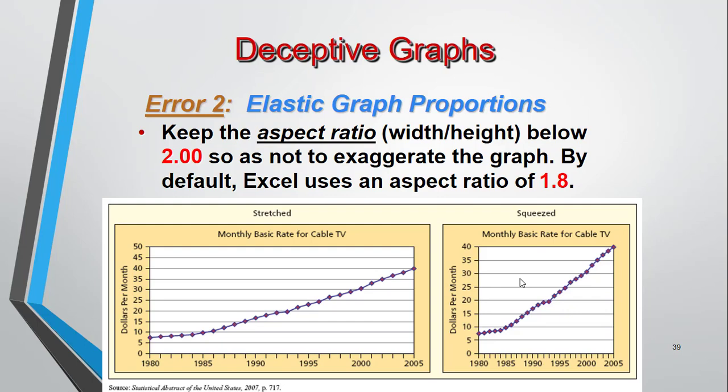Error 2 is elastic graph proportions. As you can imagine, you can squeeze the chart like this to make the line steeper, or you can stretch the chart to make the line look flatter. So the aspect ratio is the key. Normally, keep the aspect ratio, that's the width to height, below 2.0, and do not exaggerate the chart. In Excel, the default aspect ratio is 1.8.